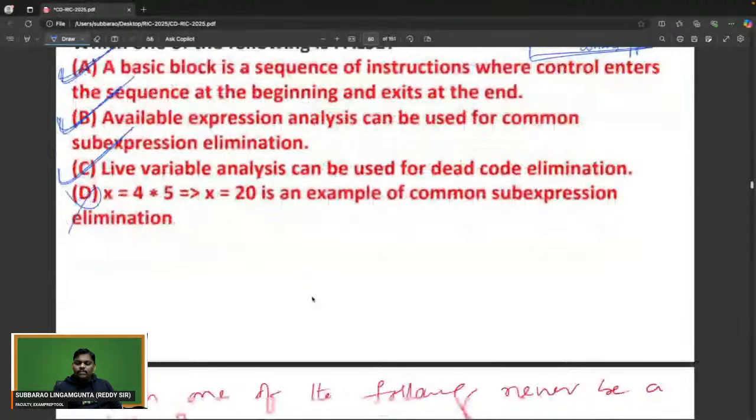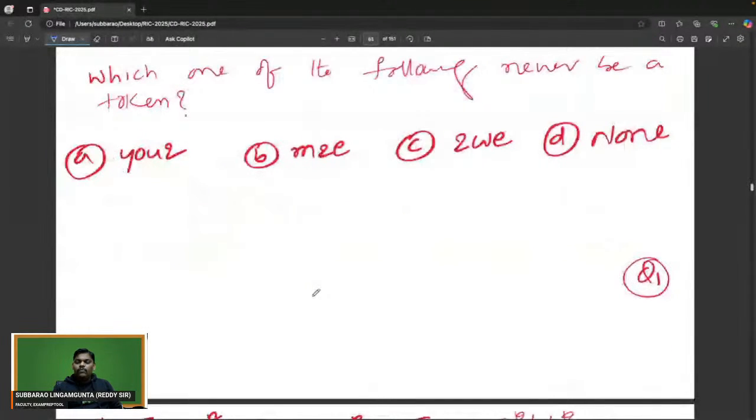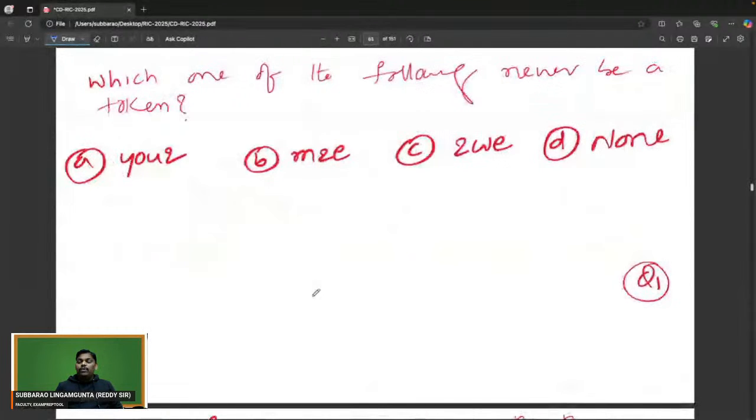What is the answer of this? Which one of the following can never be a token? Everyone try.